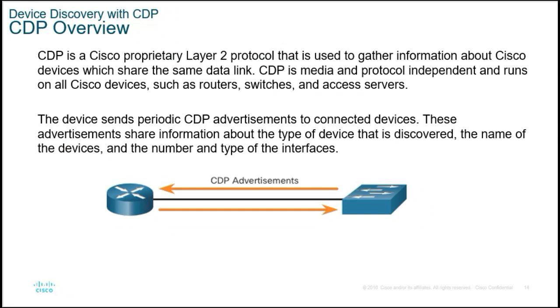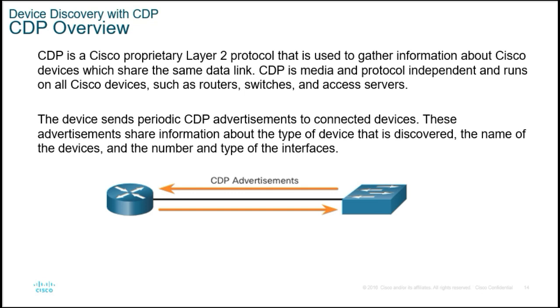So device discovery dalam Cisco digunakan proprietary protocol Cisco Discovery Protocol or CDP. So dia berfungsi di layer 2. Jadi dia akan tengok semua devices yang share the same data link layer protocol. So semua device yang berfungsi dekat layer 2 can run this CDP protocol. For example, kita punya router, switch dan juga access server.